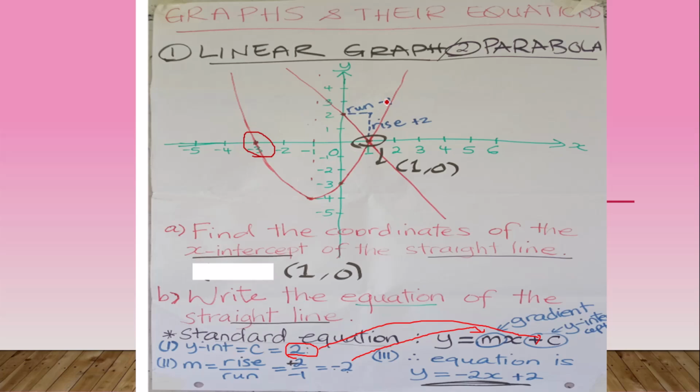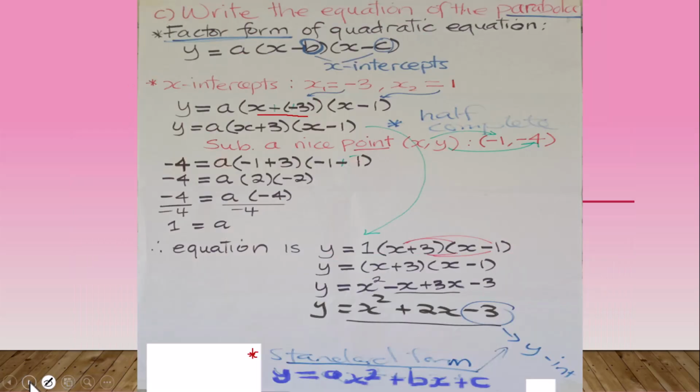We can pick another point on the graph so long as it's a nice point where the coordinates are whole numbers. This point is not nice because the x coordinate is not a whole number. This point also, this point is a nice one. The x coordinate is 0 and the y coordinate is -3. This point is also nice. The x coordinate is -1 and the y coordinate is -4. Okay, so you pick a point that is nice, having whole number coordinates, and substitute in place of x and y.